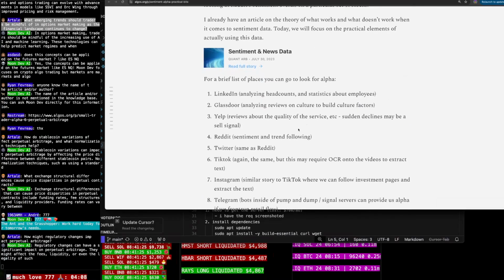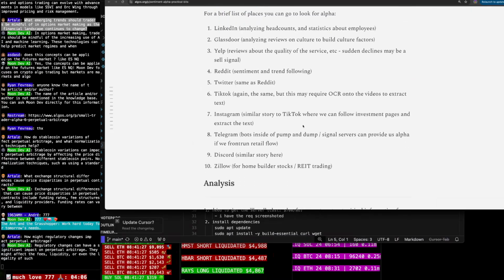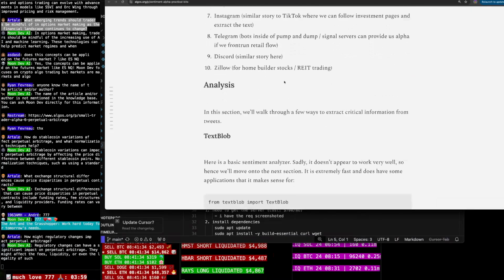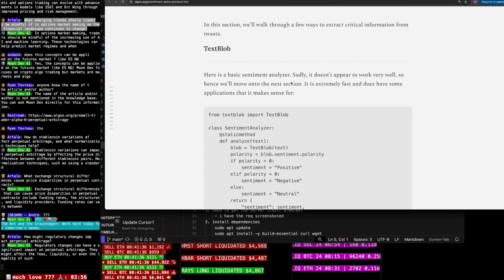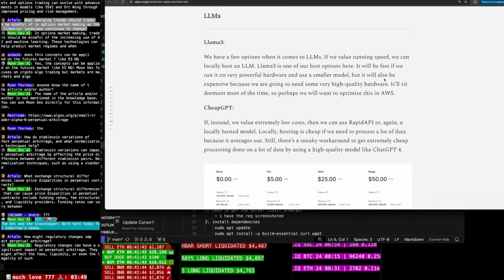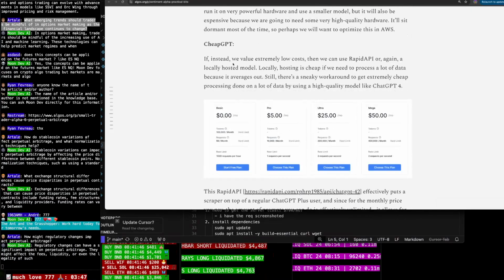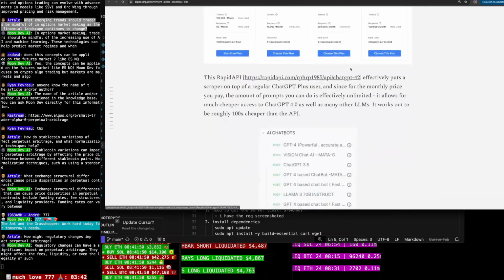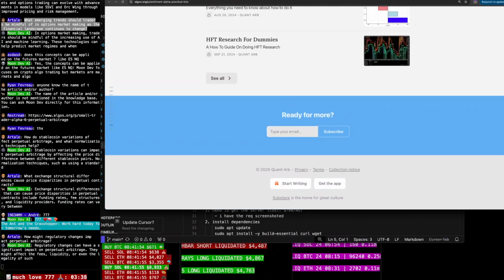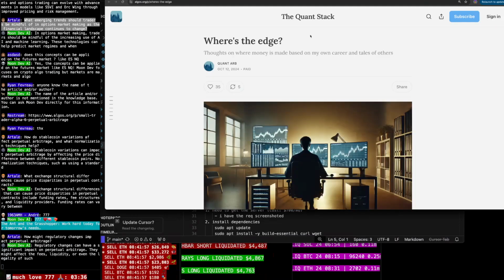LinkedIn, Glassdoor, Yelp, Reddit. Interesting. Glassdoor could be cool. LinkedIn could be cool. Zillow. Here's a basic sentiment analyzer. So TextBlob is a way to analyze sentiment. Cheap GPT, if instead we value extremely low cost. Never. Okay, cool article. Thanks. Where's the edge?